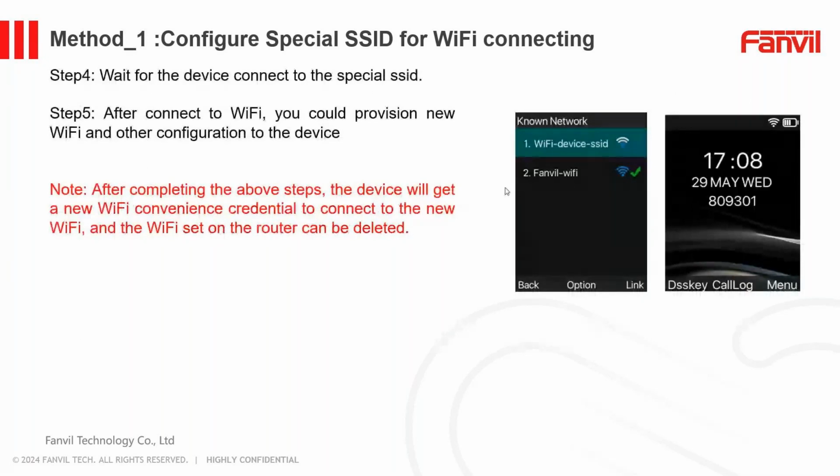So once you configured that, you need to wait for the phone to connect to the default SSID, and once it is connected, it can gather the information from the config file and then apply them correctly. Then after that, you can just remove the added default SSID on your router. Also, you can remove it from your phone.